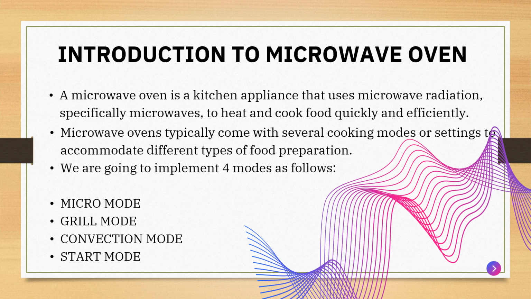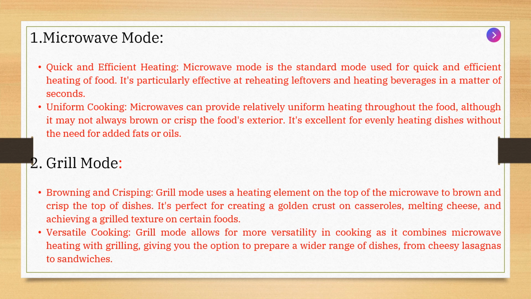Let's look at all the modes in detail. Moving to the next mode, micro mode, or microwave mode. It is used for quick and efficient heating and uniform cooking. The microwave mode is a standard mode used for quick and efficient heating of food. It's particularly effective at reheating leftovers and heating a beverage in a matter of seconds.